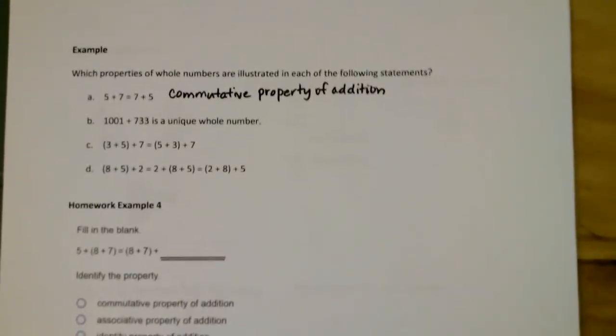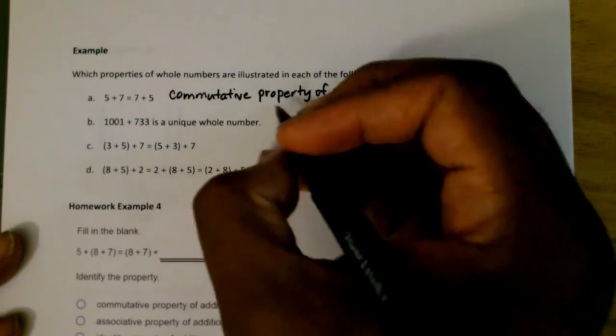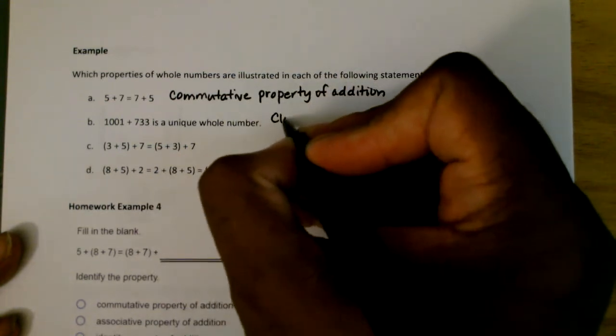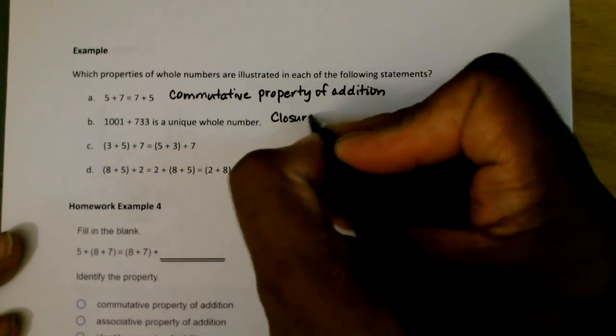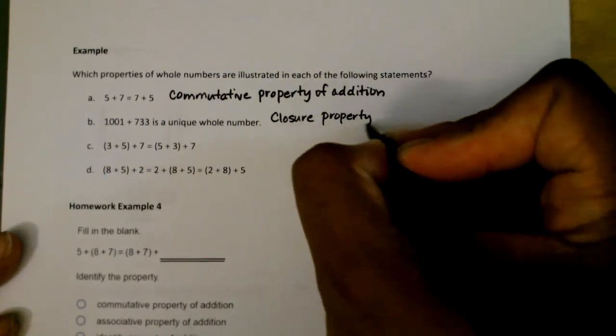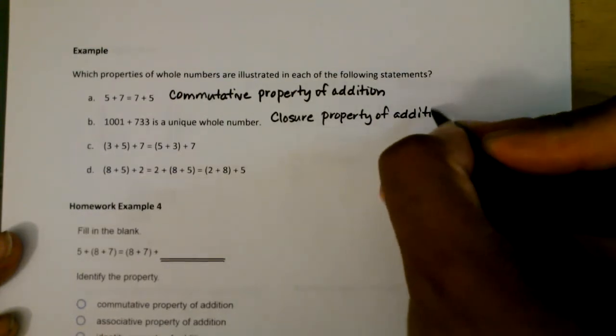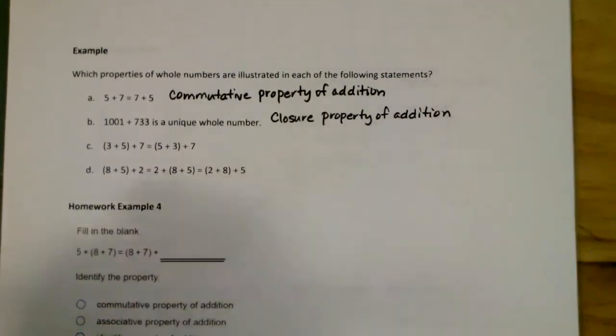And then part B is 1001 plus 733 is a unique whole number. So here, if we add two numbers, we're going to get a unique whole number, which is in this case, the closure property of addition.